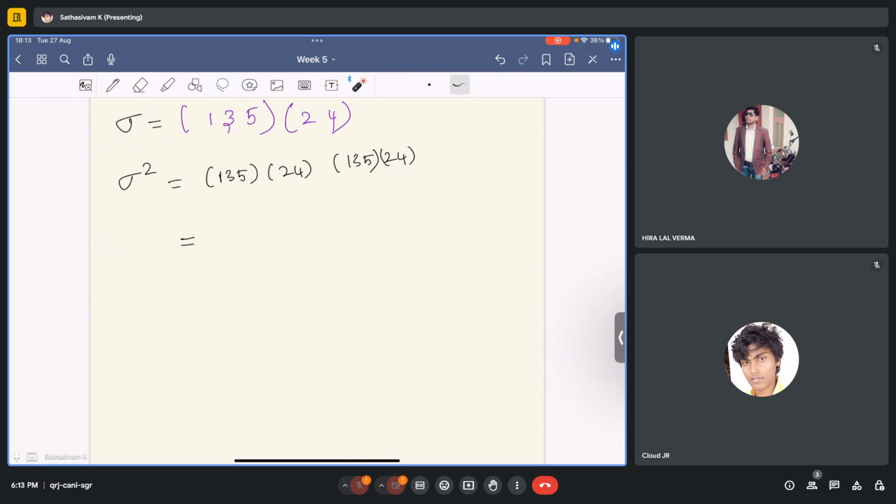Yeah. So let's try here. What we are going to do is compute where all the elements map. That's what we are going to do. So let's start with 1. Okay. And let's see where the 1 goes.